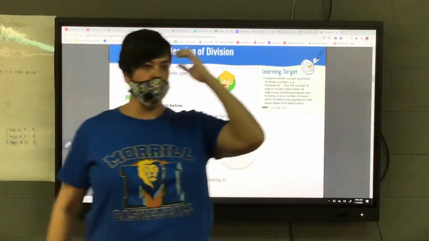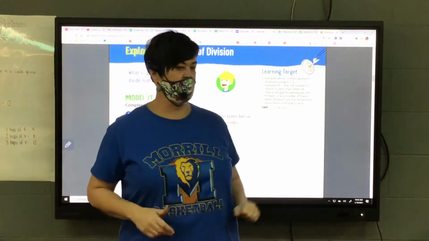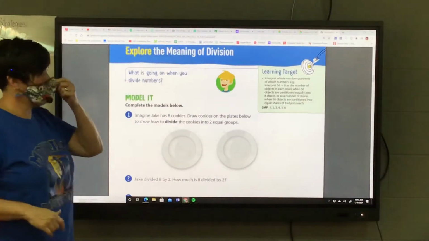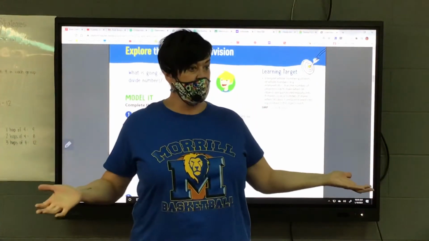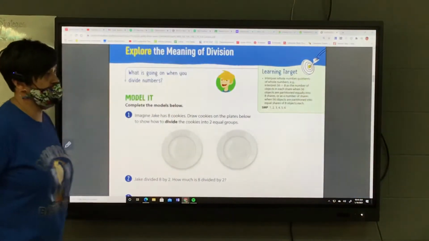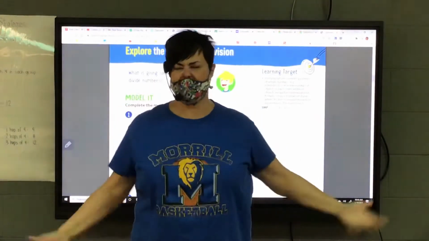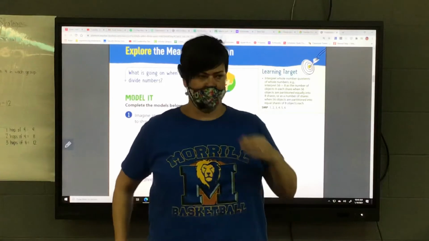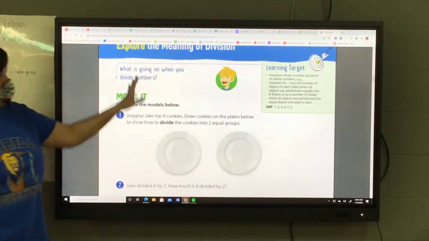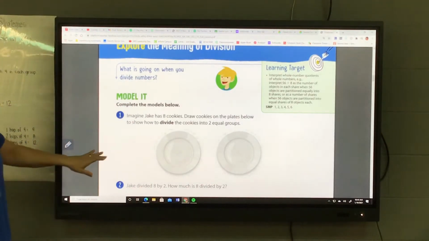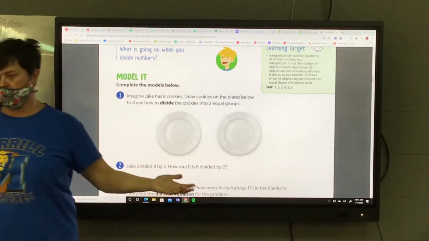We're going to use our multiplication skills to help us work through division. So the more you keep practicing your multiplication facts, the easier division's going to be for you also. So make sure that you are spending how many minutes a day? 10. 10 minutes a day practicing what? Multiplication. Yes. All right. You ready to look at this? Page 227. What is going on when you divide numbers? That's the question they're asking us.